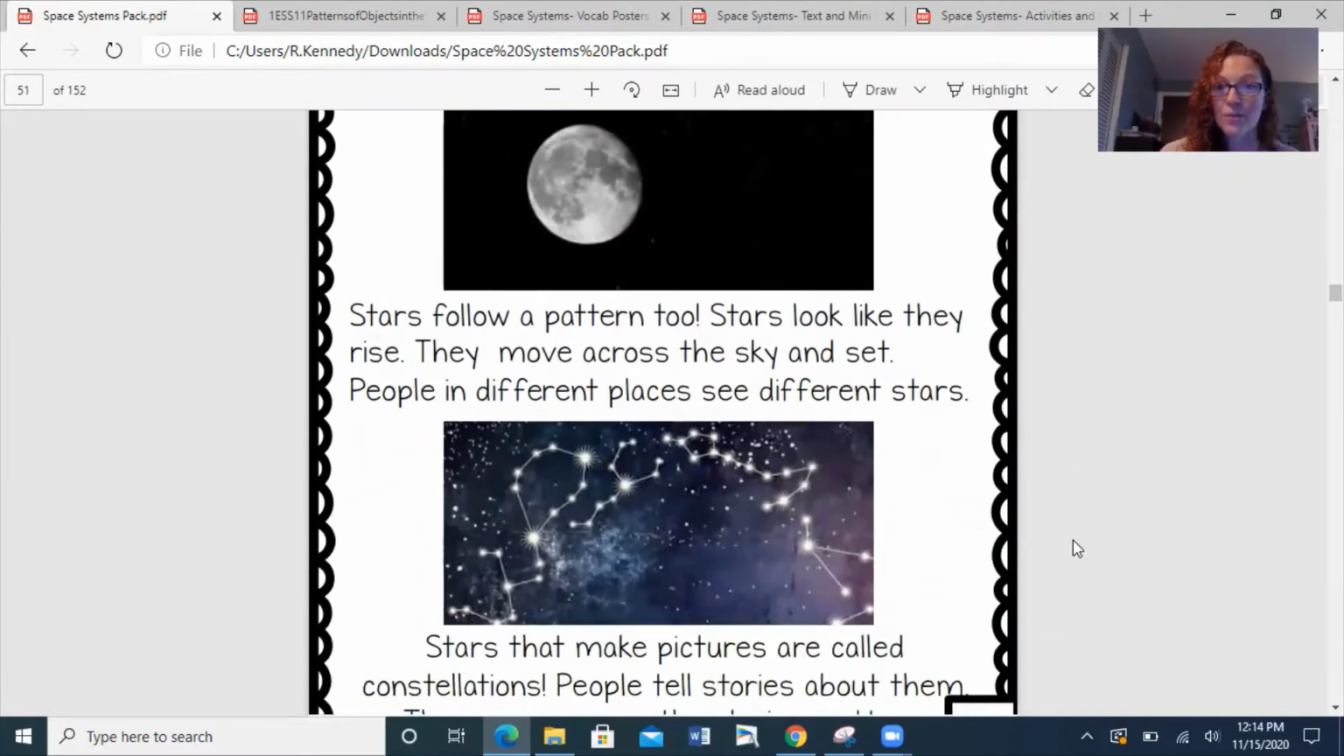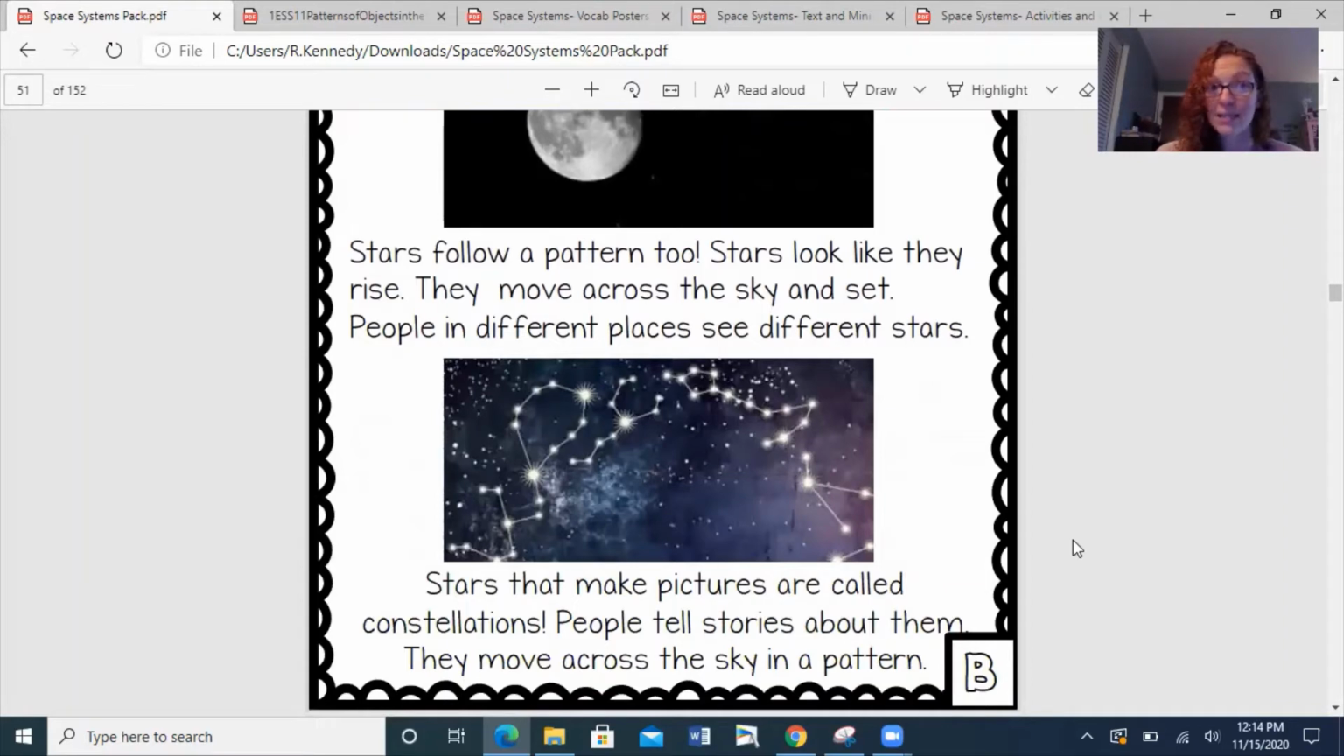Stars follow a pattern too. Stars look like they rise. They move across the sky and set. People in different places see different stars. Yeah, so here in New York, we see one set of stars. But if you're on the other side of the earth in China, they see a different set of stars. Whoa, so great. There are so many stars in the galaxy. Stars that make pictures are called constellations. People tell stories about them, and they move across the sky in a pattern.